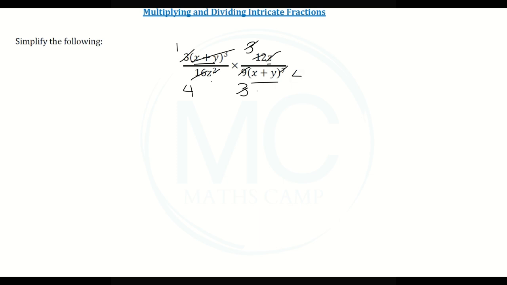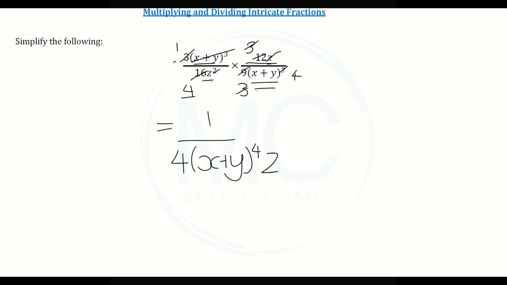Now we can multiply our two fractions together. Here we have 1. Everything here is cancelled, which means that is 1 as well. So our numerator is 1. In the denominator, we have 4. We have a z. And we have the bracket x plus y to the power of 4. So we say 4 times x plus y to the power of 4 times z.